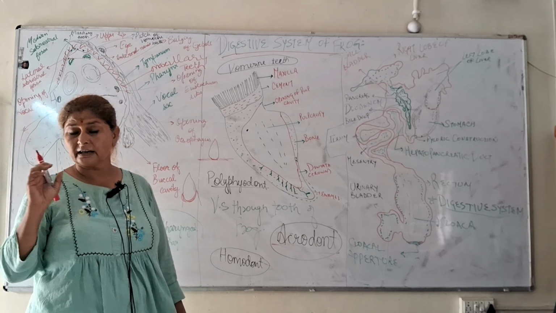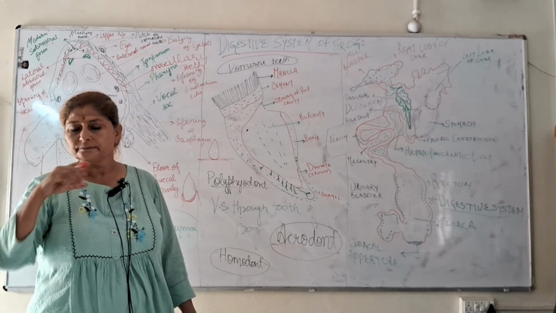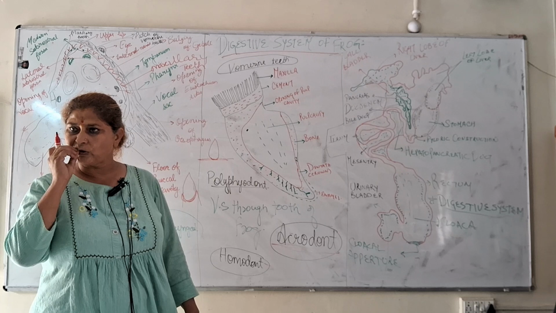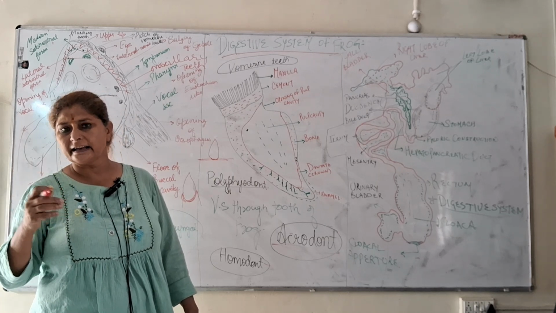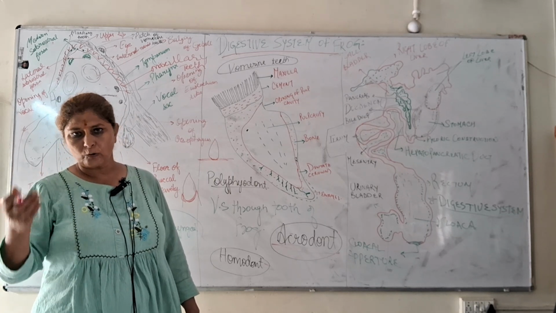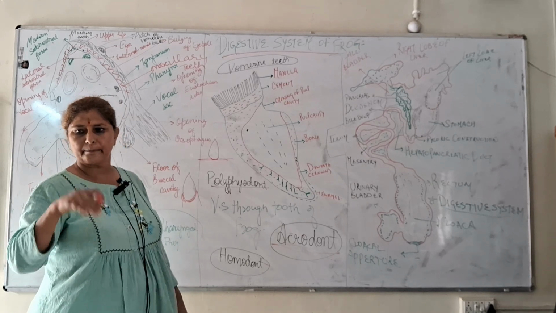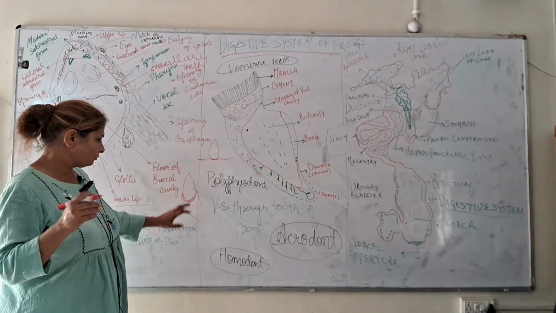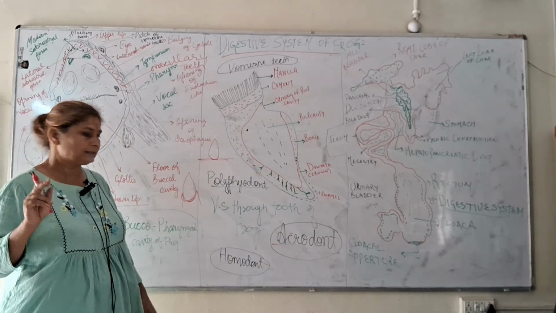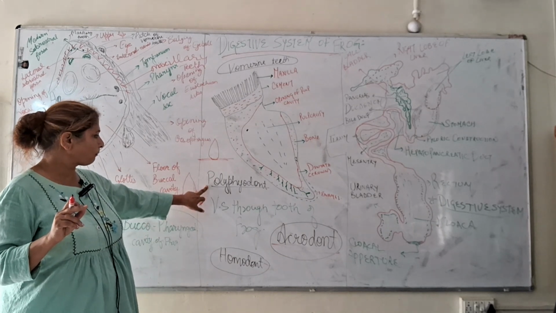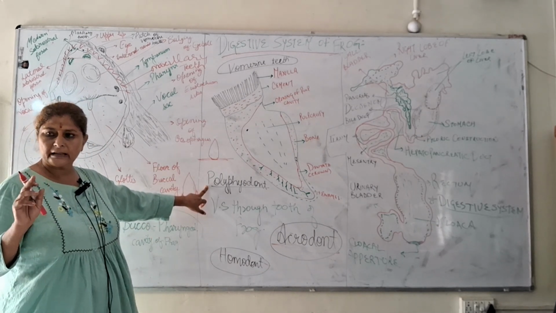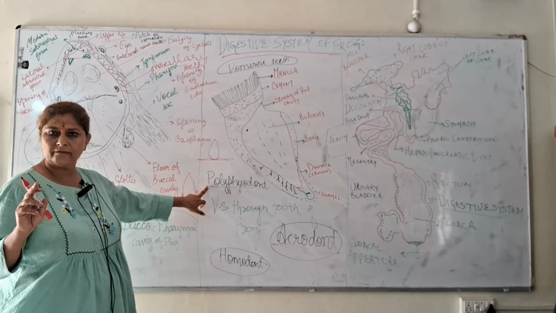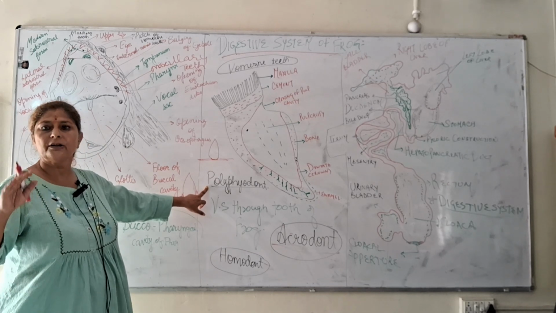Their teeth are not so strong. Once they break, new ones come in their place, then they break again, and new ones come again. They are replaced by new teeth. That term is called polyphyodont. It means in a single life they have new teeth many times.